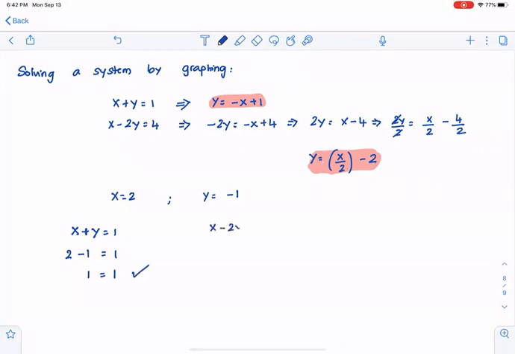x minus 2y equals 4. x is 2. y is negative 1. 2 minus 2 times negative 1 is plus 2. So we have 4 equals 4. That checks out too. So the answers that we got via graphing are in fact the correct answer.